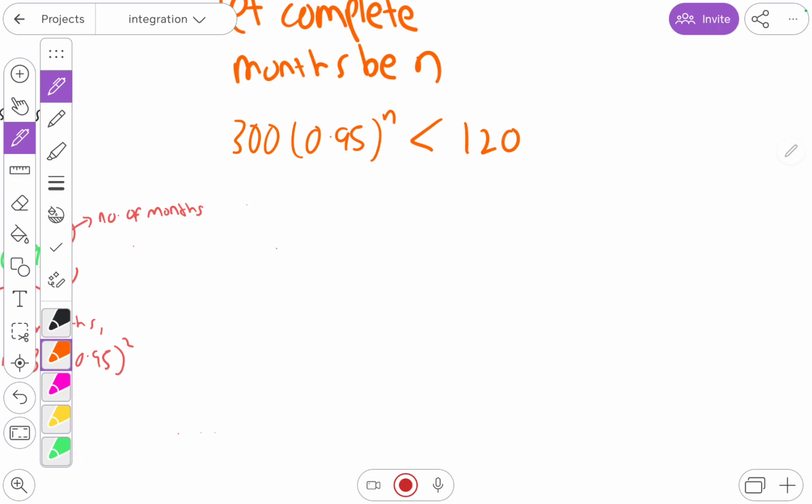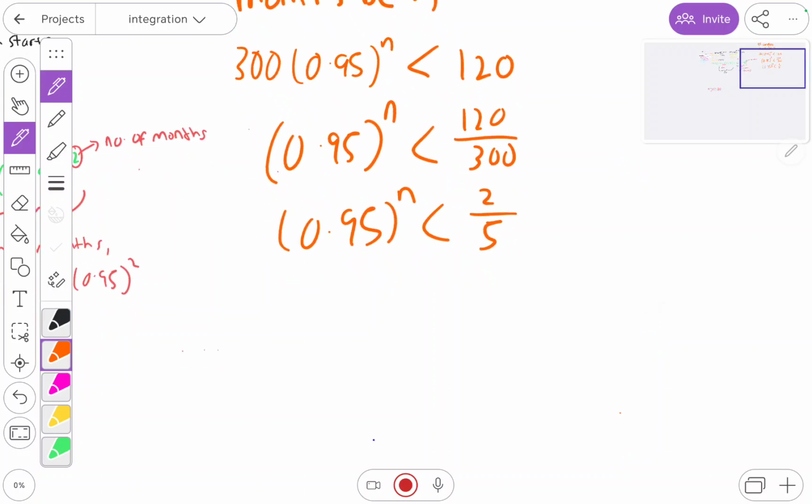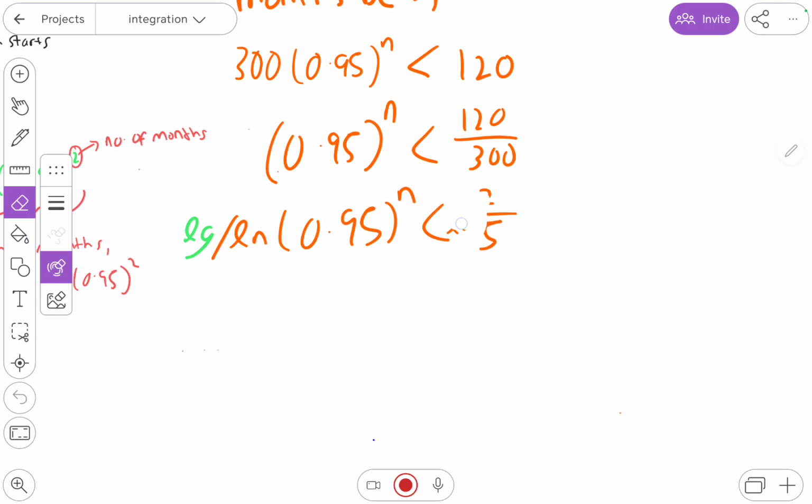Okay, so now we want to make 0.95 to the power of n the subject. So this will be less than 120 over 300. I'm going to make it into simplest form so that the number will not be very big. So this is 2/5. Okay. So now what we're going to do, we can ln both sides, or you can log both sides. So either you log or you ln, you'll get the same thing.